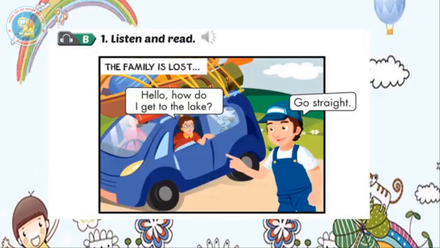B. 1. Listen and read. The family is lost. Oh no! We're lost! Ask that man. Hello. How do I get to the lake? Go straight. Go straight? Thank you.